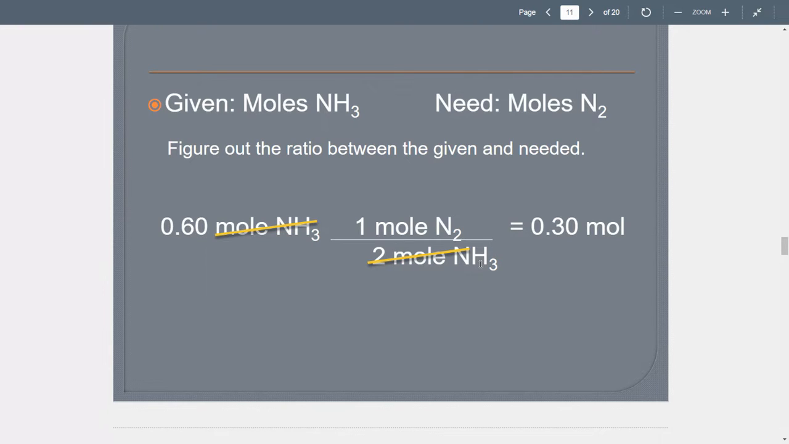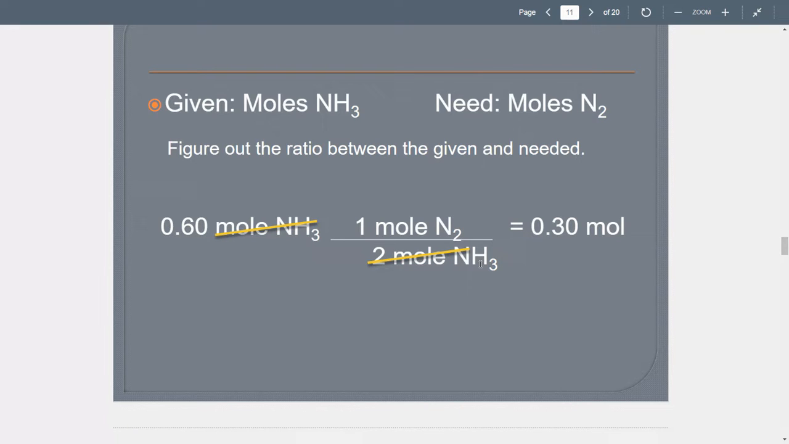I'm not going to do this, but what happens if I didn't give you moles of NH3? What happens if I gave you grams of NH3? You would convert to moles first. Then you would do your mole ratio. Then you would convert back to grams.